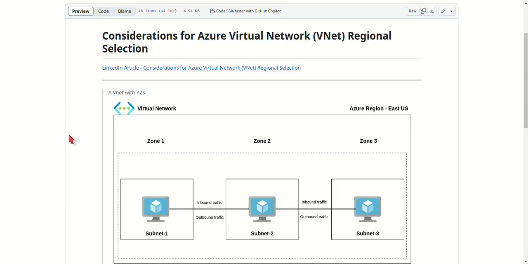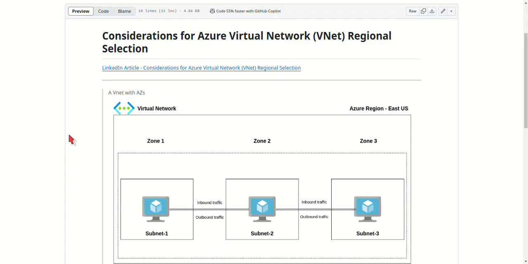When you're designing for high availability and resiliency, always assess your organization's tolerance for downtime. For mission-critical applications, you may even need to deploy VNets across multiple regions, combining availability zones and region pairs to achieve the desired level of redundancy.